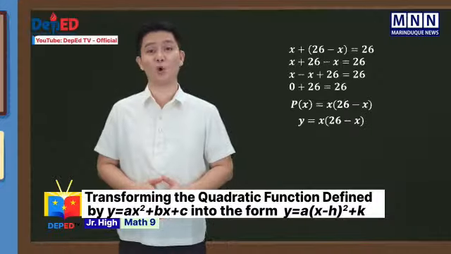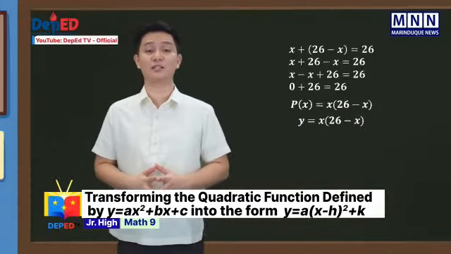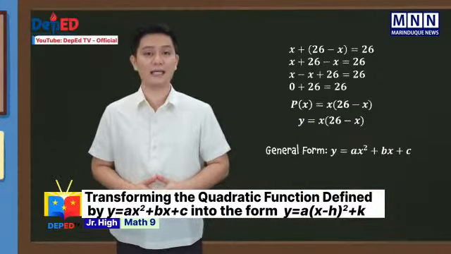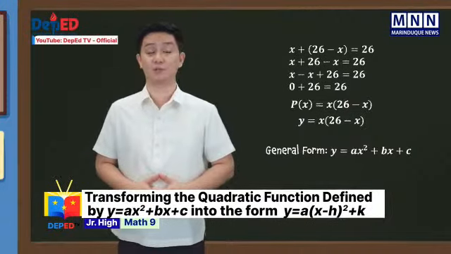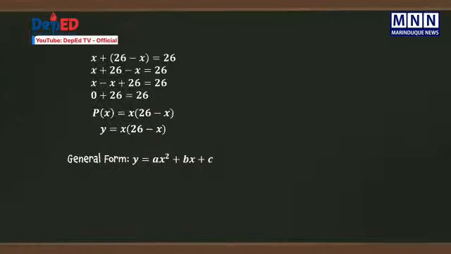The next step is, of course, to write the function in the general form, y equals ax squared plus bx plus c. We have to multiply x by the binomial 26 minus x. So the equation will now become y equals 26x minus x squared. And arranging the terms in descending powers, the equation will be written as y equals negative x squared plus 26x.